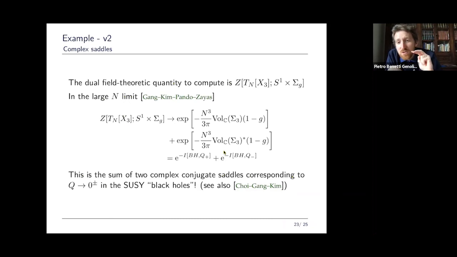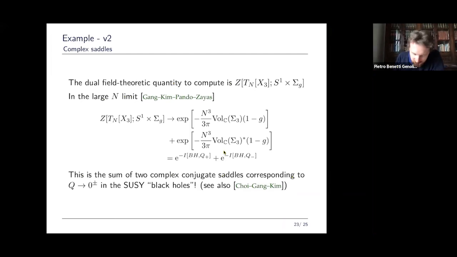And indeed, when you do the localization computation on the conformal boundary, which remember is the circle times the Riemann surface, you do find 2 saddle points that differ by a phase. And it corresponds perfectly with the actions of the black holes. So we are starting to see something inside the structure of the sum of the semi-classical approximation to the quantum gravity path integral.